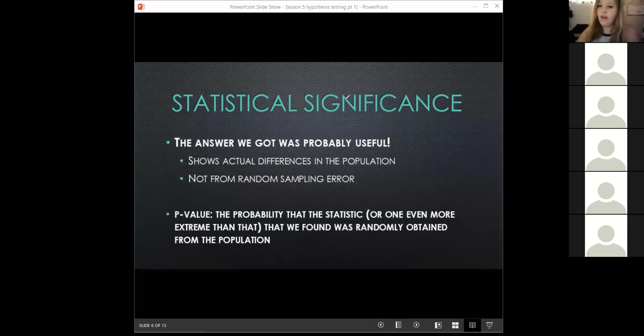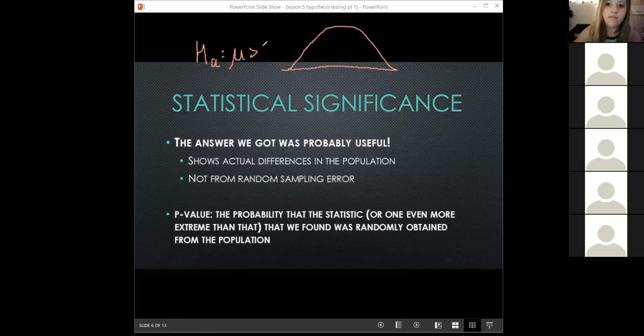Let's say we look at that normal curve. Let's say our alternative hypothesis was something like mu is greater than 7, and here's 7 over here. My p-value is going to be this stuff going on here, okay? So it's the probability that the statistic, or one even more extreme than what we found, was randomly obtained from the population. Okay, so we're looking at a probability.